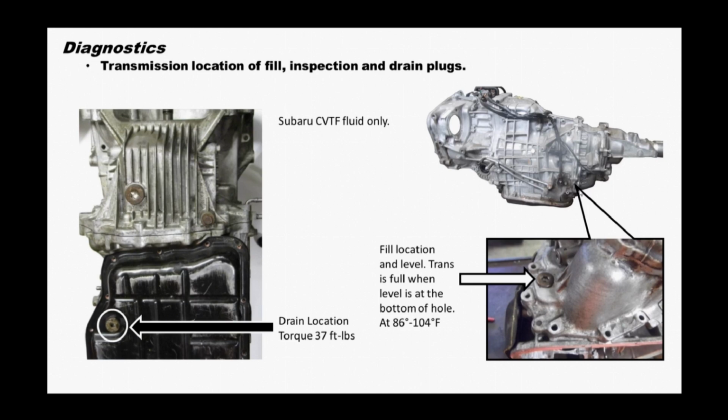On the back side of the transmission here, in this intermediate housing, you have your fill location and level. When you pull this plug out, the oil level needs to be even with the bottom of this plug. A couple other notes: the drain location for the pan, and retorque is 37 foot-pounds.